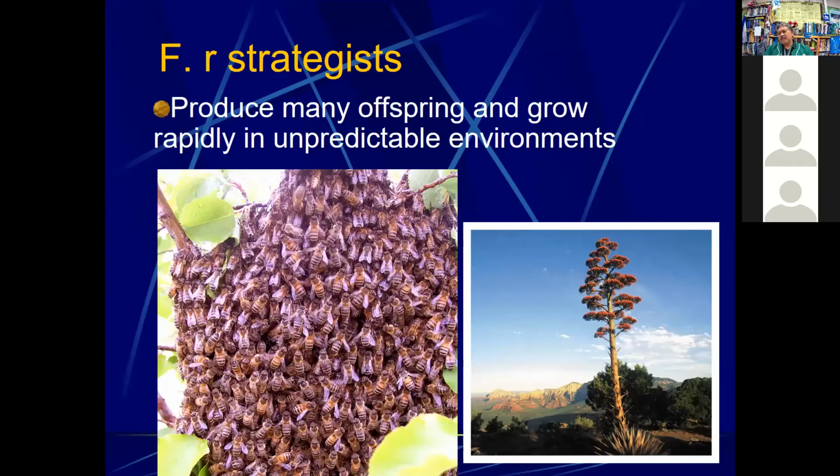There are different strategies species have. There are 2 different strategies that are mentioned here. One is the r strategy and the other is the K strategy. Now the r strategy says produce many offspring and grow rapidly in unpredictable environments, like bees. Like this plant here, this plant is a century plant and it only blooms every once in a while. But when it's time to bloom, these guys bloom.